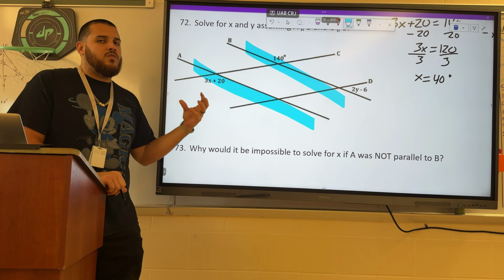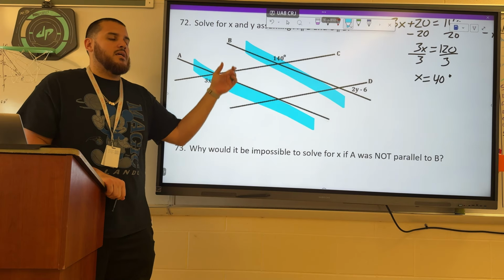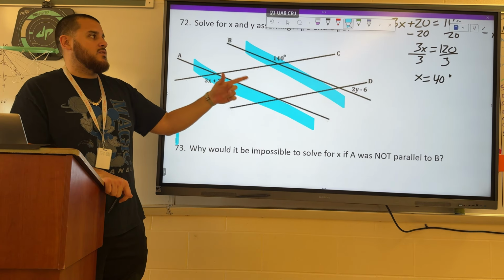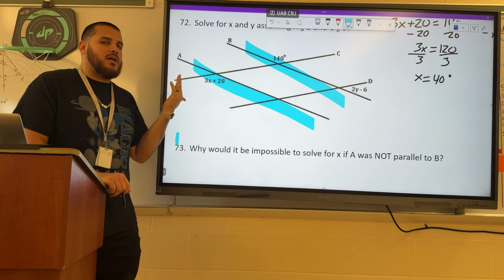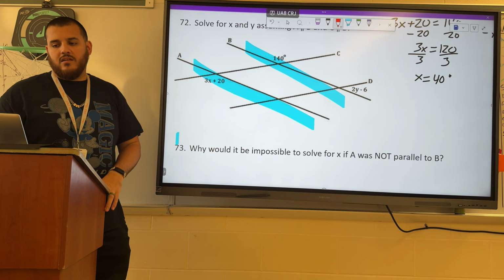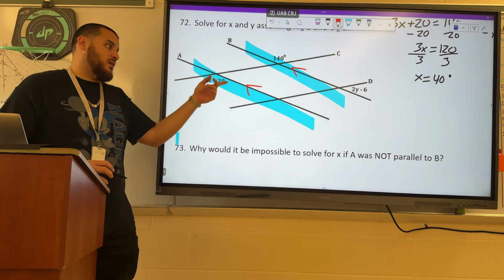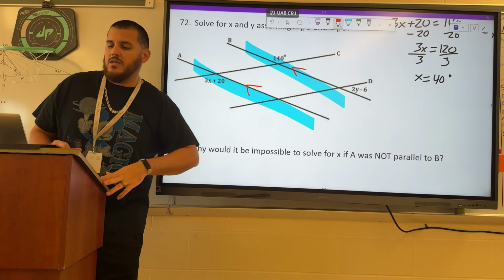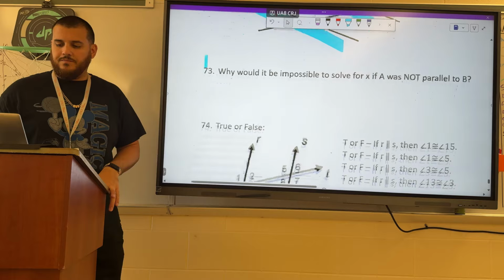We only have specific math that applies though when the lines are parallel to each other, right? So if we did not have that information, it would not be possible to know the value of x. We had to know that these lines are parallel to this at the start in order to set up our equation to get x equals 40.